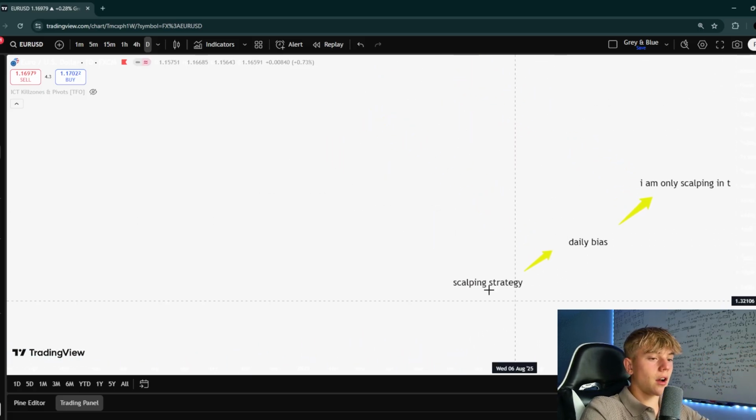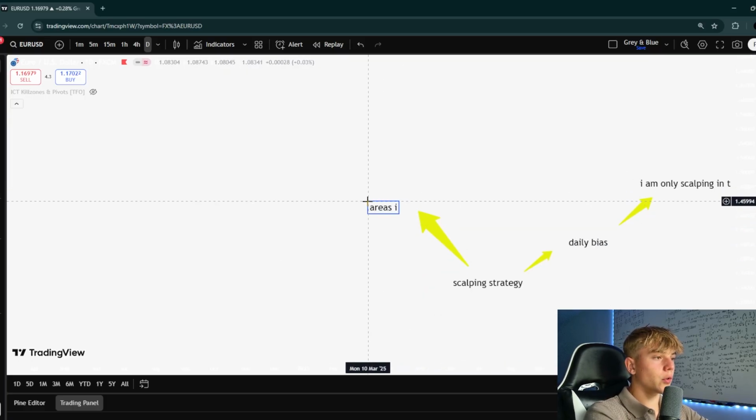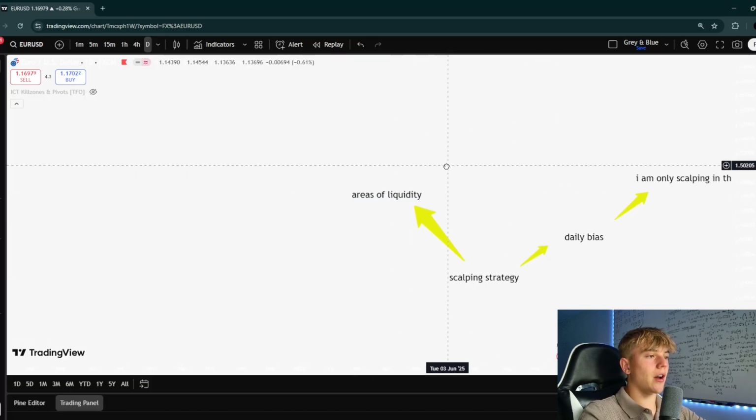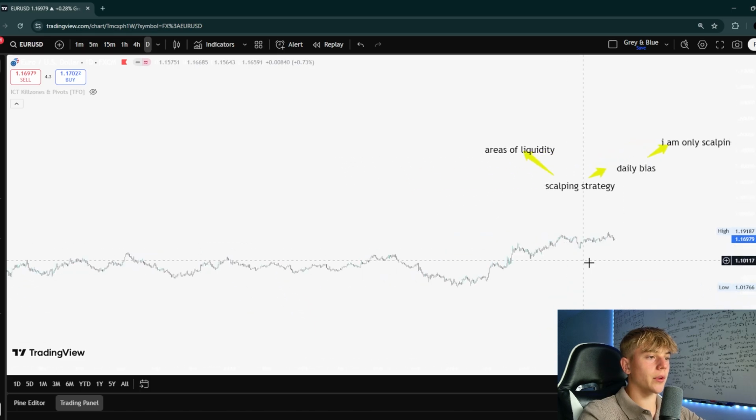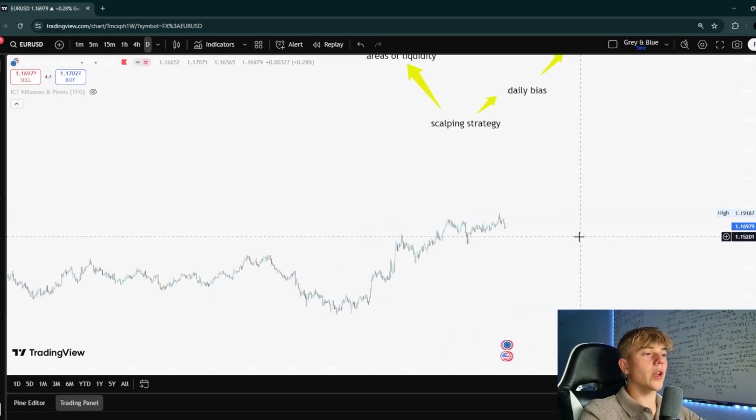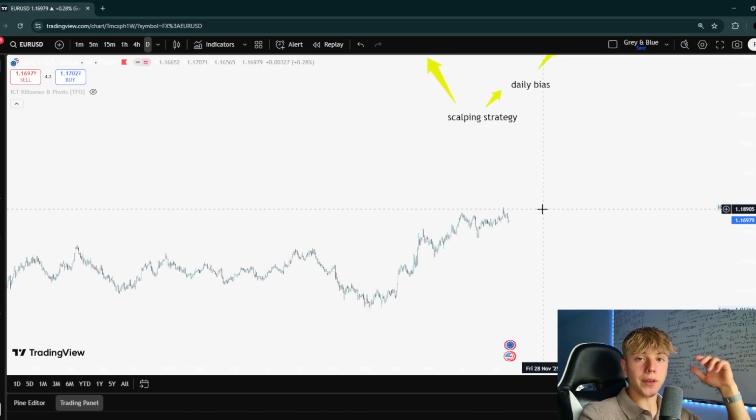Now the first thing I want to do is go and find areas of liquidity, because the first confluence of my strategy is a liquidity sweep. A liquidity sweep is what we want to see when we're starting a trade, because we only want to be trading when there's manipulation.